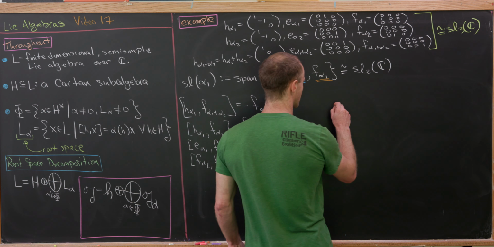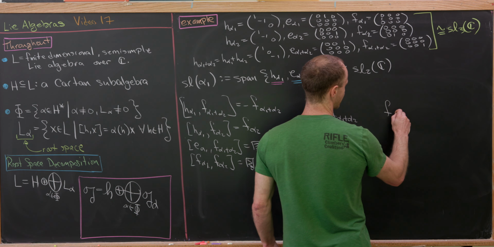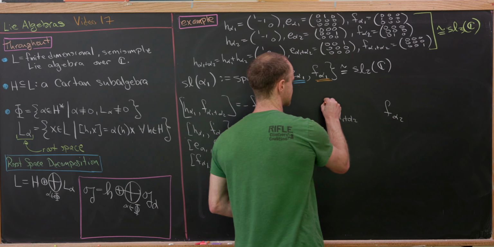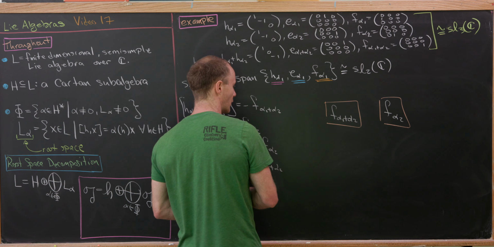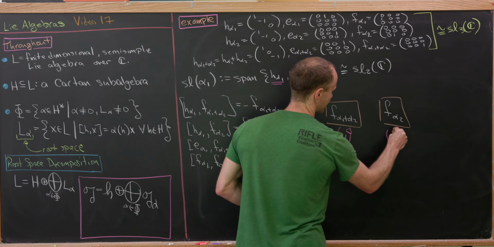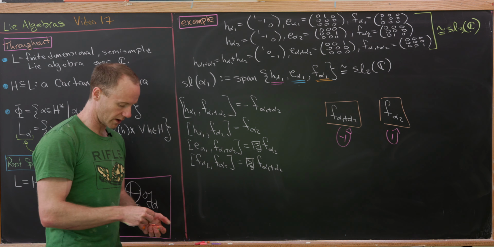So let's get those on the board. We've got F alpha 1 plus alpha 2, and then here we've got F alpha 2. Let's put boxes around them so that we're consistent with what we had before. And then, what happened? This F alpha 1 plus alpha 2 had an eigenvalue of -1, and this F alpha 2 had an eigenvalue of 1.